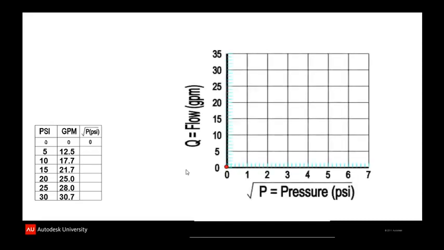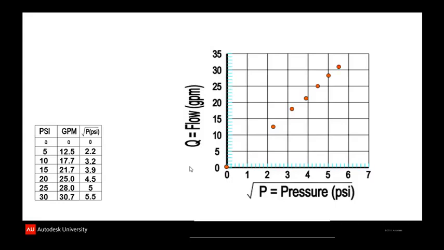So we could start a piece of graph paper at 0, 0, and we're recording now on the vertical axis the flow, and on the horizontal axis the square root of the pressure. The square root of 5 is 2.2, so we could graph 12.5 GPM at 2.2. Then we could take the square root of 10, that's 3.2, and graph that against 17.7 for the flow. 3.9 is the square root of 15 with 21.7. 4.5 is the square root of 20. 5 is the square root of 25, and 5.5 is the square root of 30.